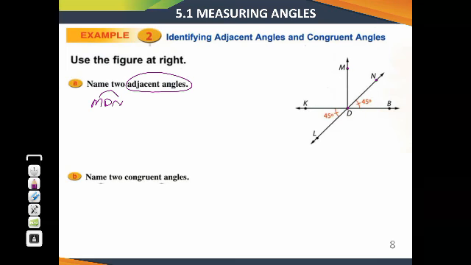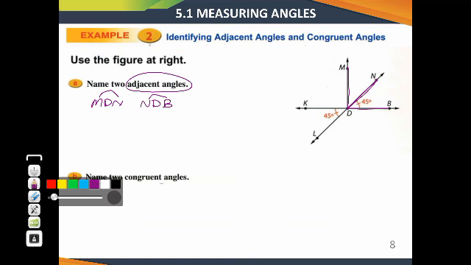MDN with what? With ND. NDB is adjacent. They are adjacent. Okay, one more. We have to have the same vertex. Look, guys, I'm going to change the color.